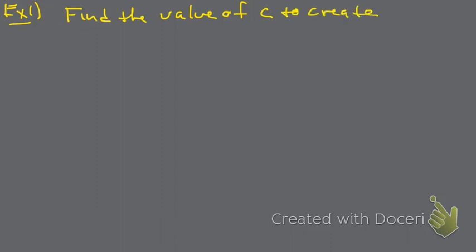Let's do a couple of examples where we just try to create a perfect square trinomial. So what I want to do is, in this example, let's make this example 1. I want to find the value of c to create a perfect square trinomial. And then I'm going to factor.